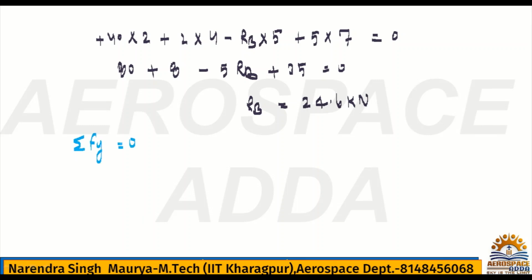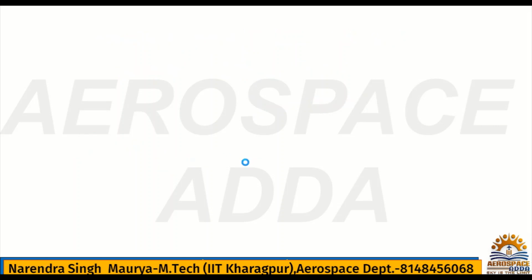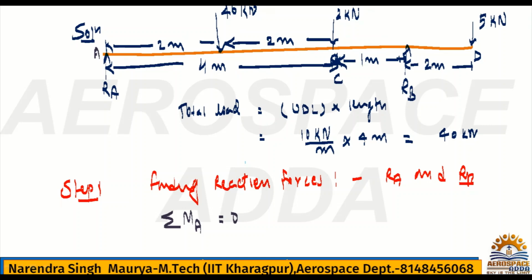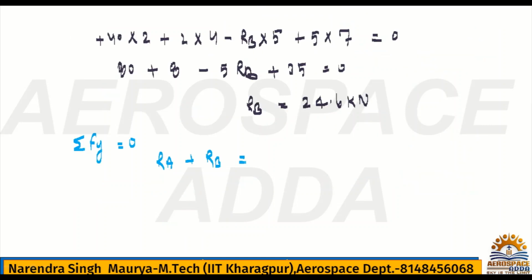And similarly, we have to calculate another equilibrium equation, which is summation of all forces in upward direction will be 0. So downward force will be negative and upward force will be positive. So what are the upward forces? It is RA plus RB. RA plus RB is equal to downward force. What are the downward forces? Check, 42 and 5. So it's nothing but 47, right? Nothing but 47.